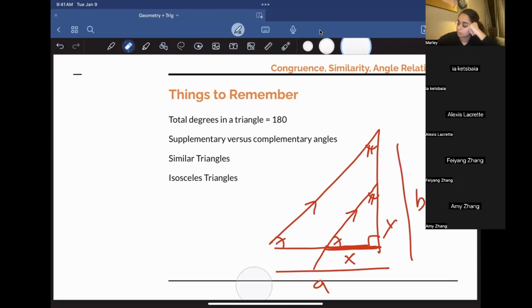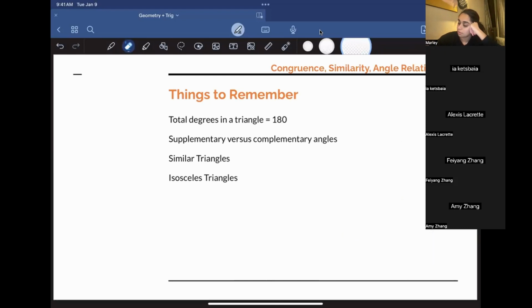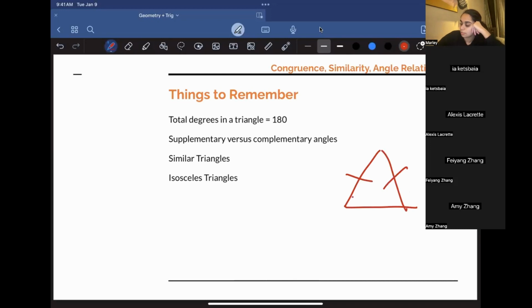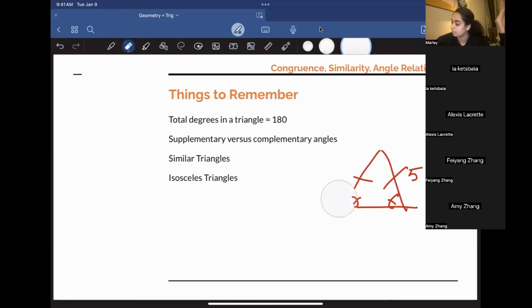Isosceles triangles have two equal sides. When you have two equal sides, that means these angles are also equal. If this is 5 and this is 5, then they share the same angle measurement as well. And we'll see that in practice today.